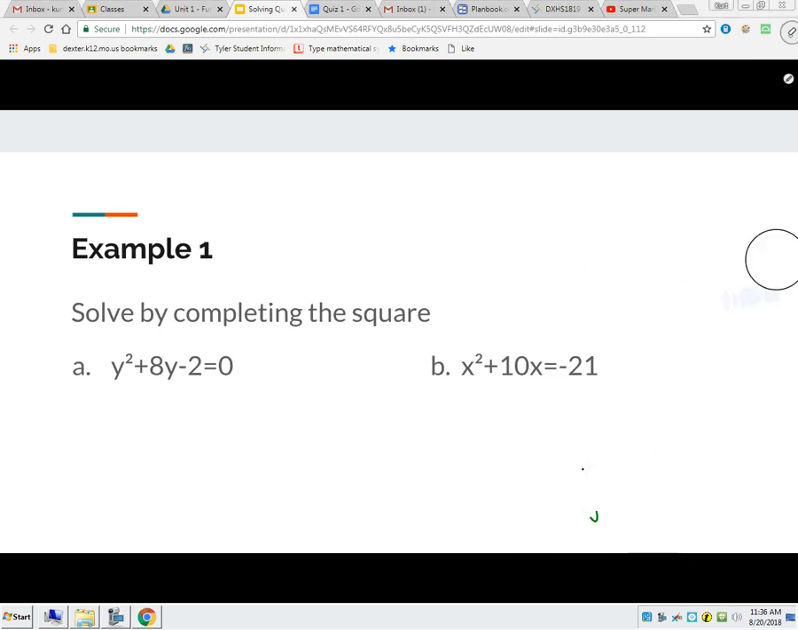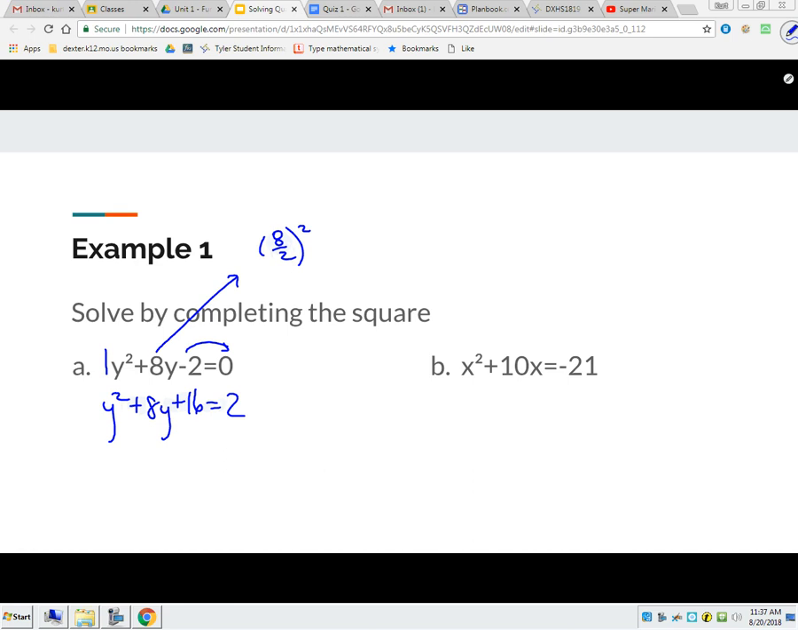So I want to solve these by completing the square. Okay, I'm going to work A with you, and then I'll let you try B. So remember, first up, I want to make sure there's a 1 right here, and there is. And I need to make it so this -2 is on the other side. So I'm going to add 2 to both sides of my equation. Now notice I left a hole right there. In that hole, I'm going to do step 2. I'm going to take this 8 out, and I'm going to divide it by 2, which is 4, and then square it, which is 16.